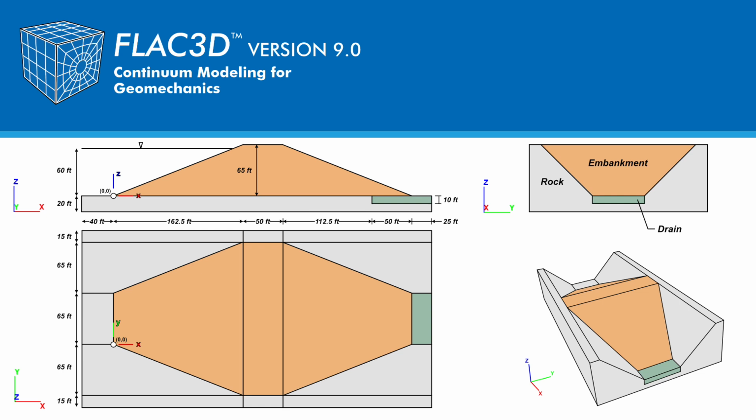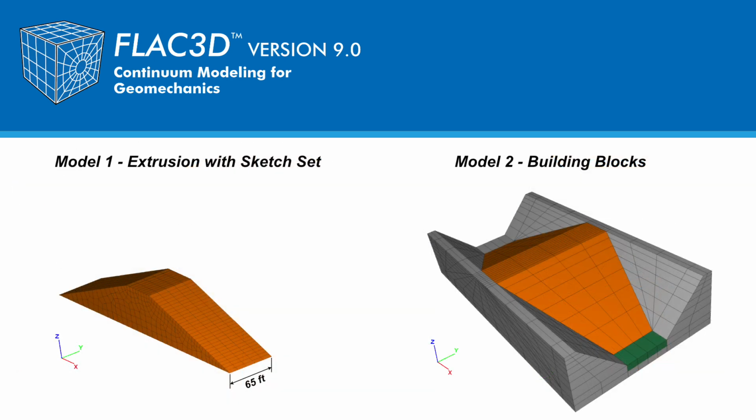The adjacent rock abutment and foundation will be modeled with 20 feet of foundation rock below the embankment, and 15 feet of rock abutments to the right and left. This set of tutorial videos have been developed to incrementally lead to calculating the total and effective stresses of the complex geometry just shown, and have been broken into 3 parts.